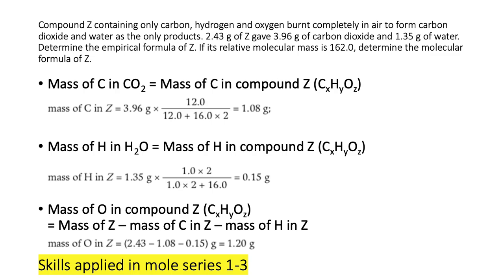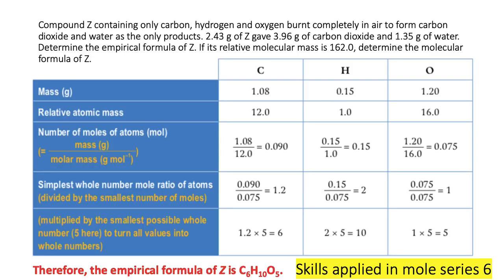This is applying the mole series skills 1, 2, 3, which is about how you convert mole to mass, mole to number, and last but not least, mass to number. So it's very important to recall. After you get the mass of each element, things can be settled very easily because you can quickly draw this table. In this table, you can see the masses, and you can find the number of moles and the mole ratio.